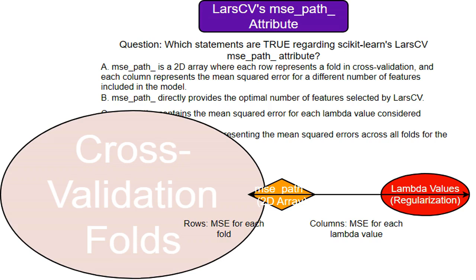Lambda is a crucial parameter in Lars, least angle regression. It controls the complexity of the model. A large lambda value leads to simpler models with fewer features, while a small lambda value leads to more complex models with many features.